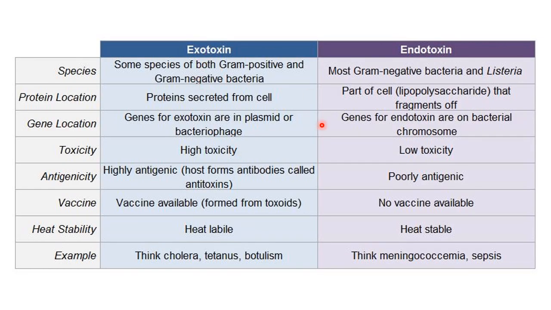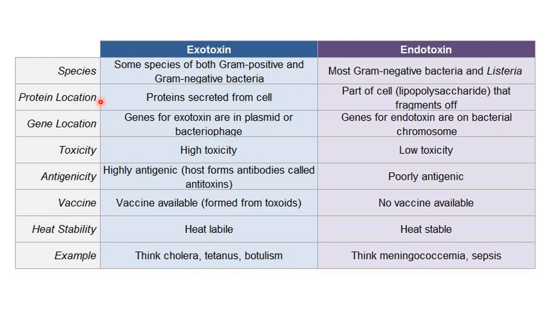So if you have a question like differentiate between exotoxin and endotoxin, then you can make a table like this and differentiate a few points. Try to remember and write down at least 5 points in the exam. The first is species. Most commonly the species of gram-positive and gram-negative bacteria have exotoxins, and most commonly gram-negative bacteria and Listeria are known for their endotoxins.